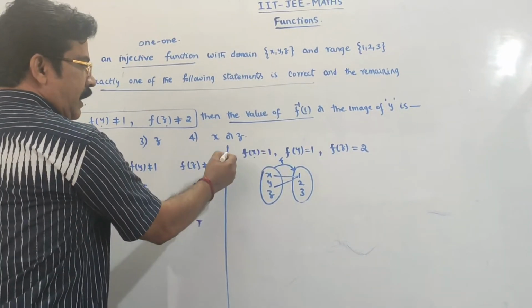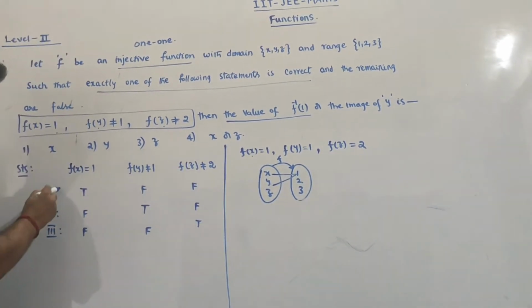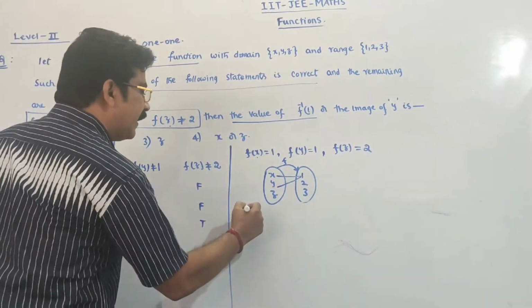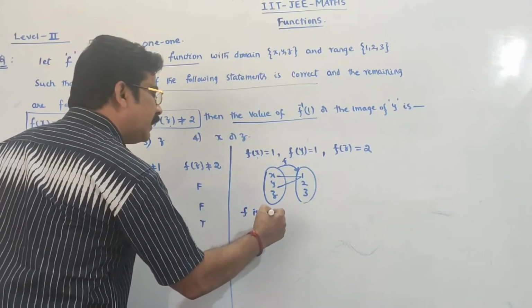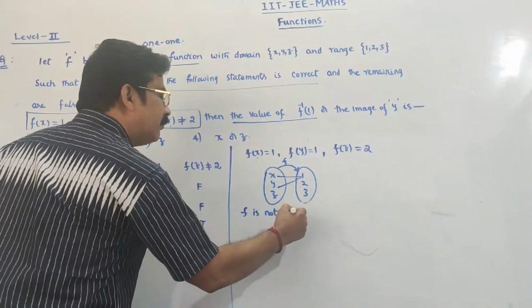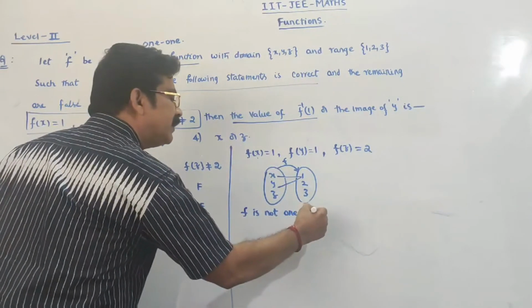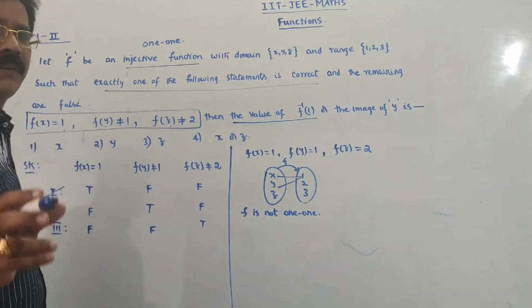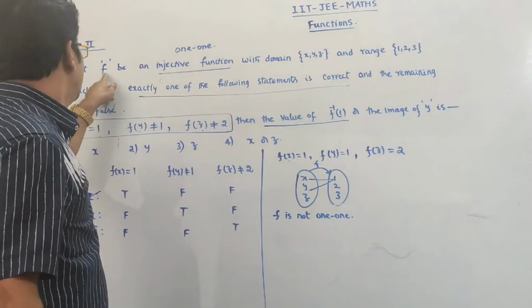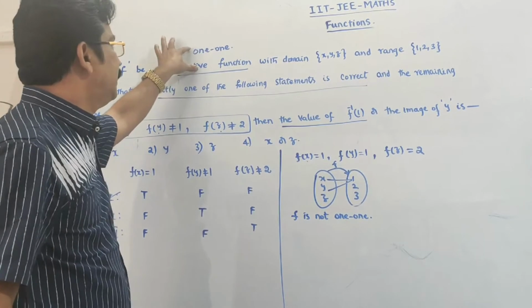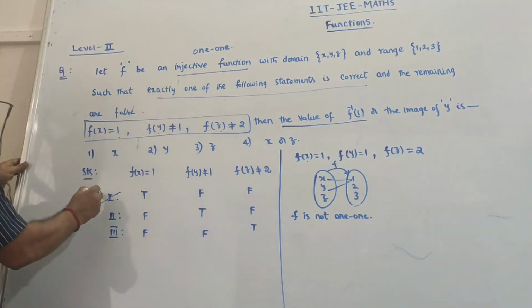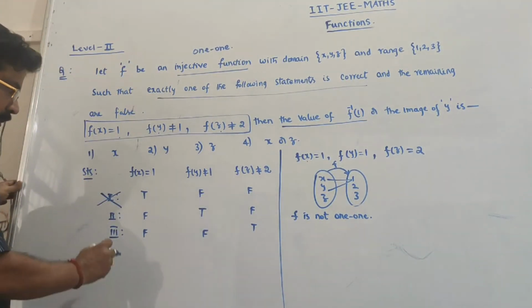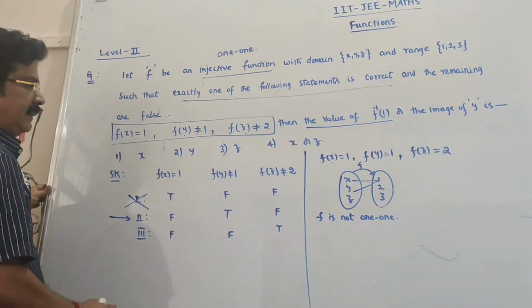So therefore, according to the first statement, f is not a one-one function. But in the given question, f is an injective function, one-one function. Therefore, it is not correct. Next, go to the second statement.